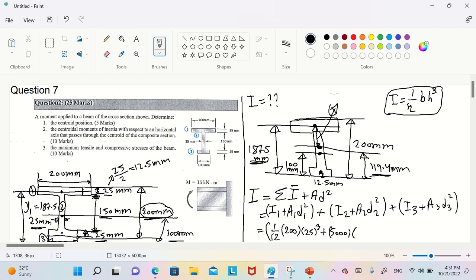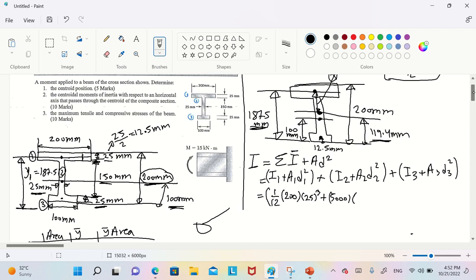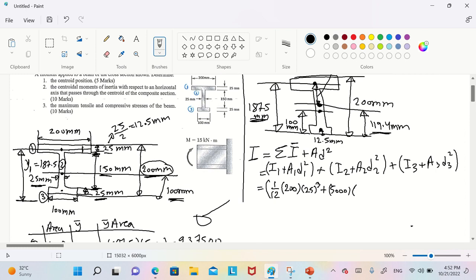you say 187.5 minus 119.4 to get the distance between them. So 187.5 minus 119.4 square plus, now for the second one, 1 over 12.